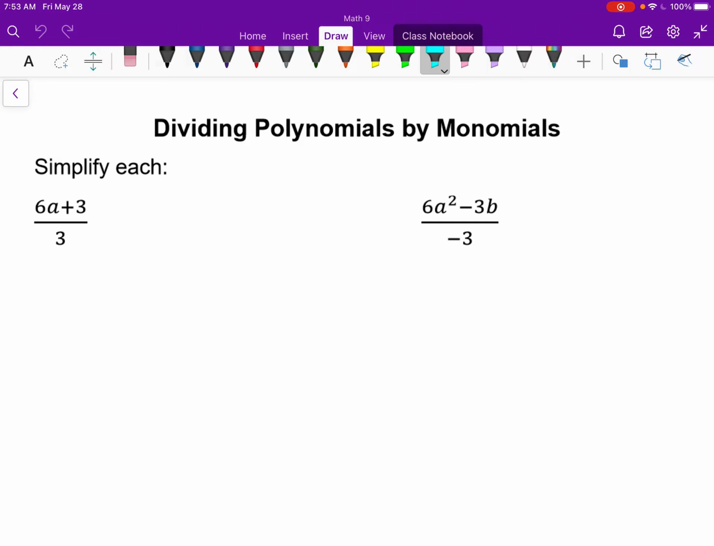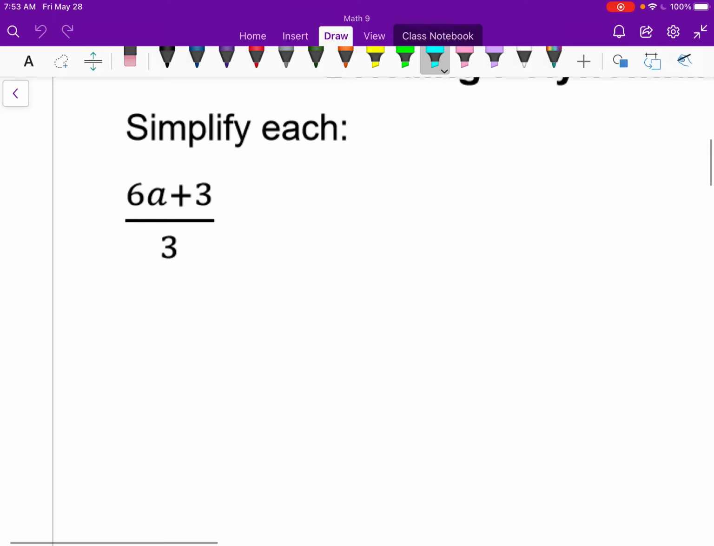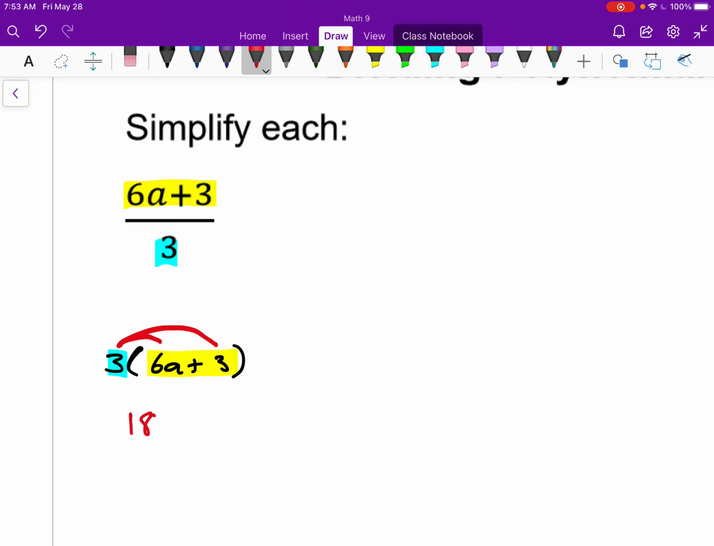And actually, before I really focus on this first one, what I have here is a binomial being divided by a monomial. 6a plus 3 is the two terms, and I'm dividing by 3, one term. Think back to the last lesson, what if it was 3 times 6a plus 3? Well, everything inside the bracket is being multiplied by 3, so we literally multiply each of these terms out. In this case, we get 18a plus 9, and we'd be done.